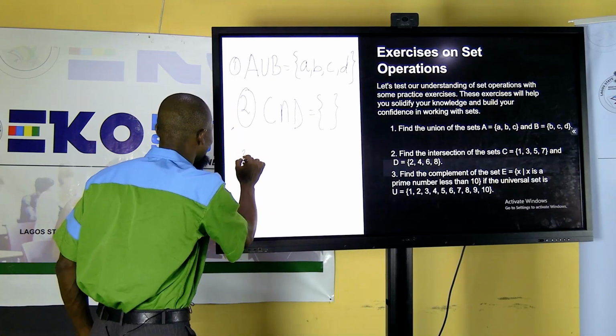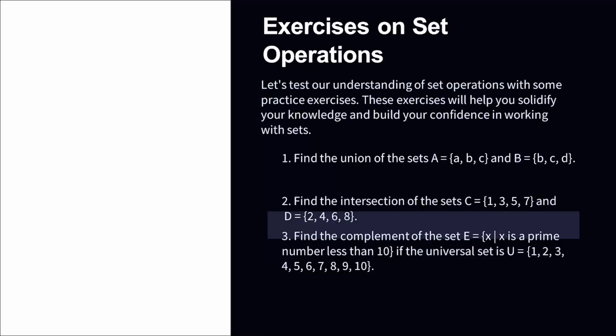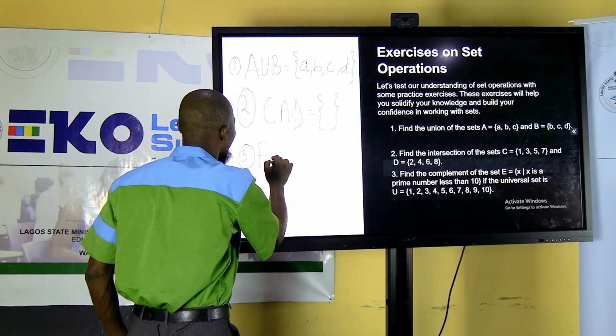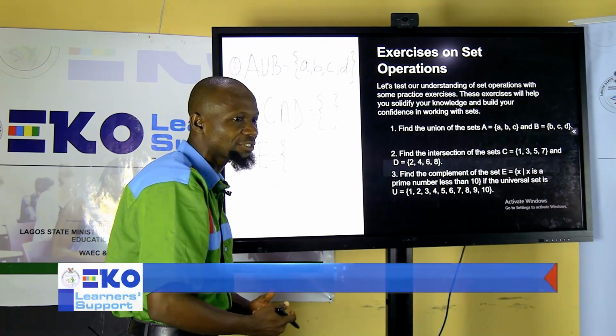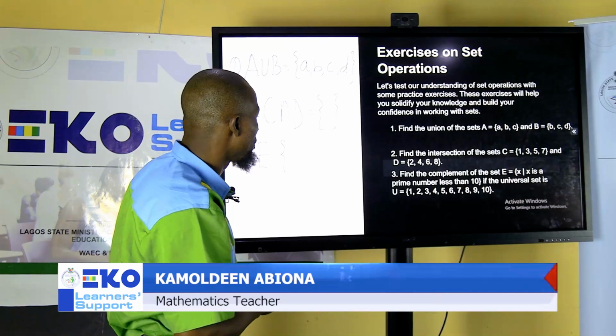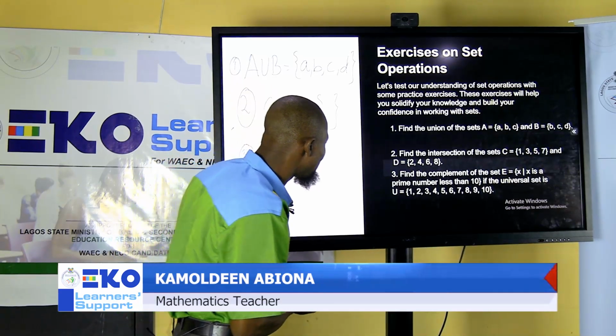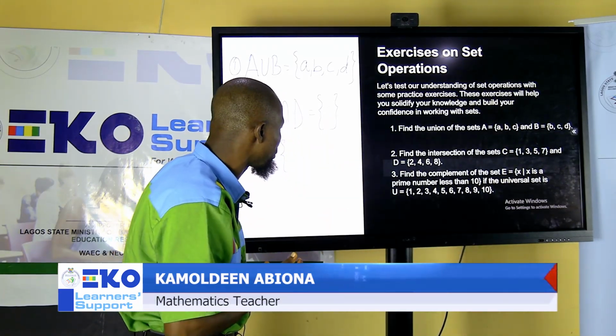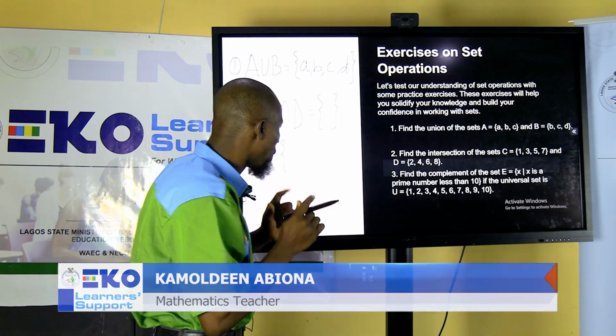And question 3. Find the complement of the set E. What is set E? X, such that X is a prime number less than 10. Set E, prime numbers less than 10. Do you remember prime numbers? What are prime numbers? Prime numbers are numbers that have just two divisors, two factors, 1 and themselves.